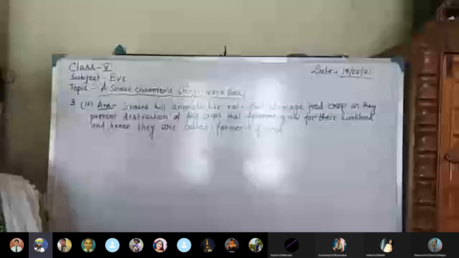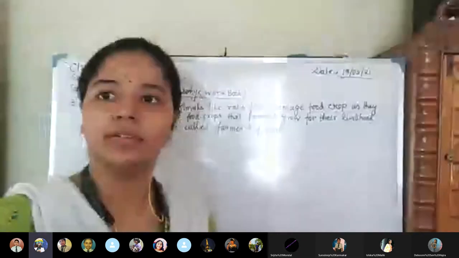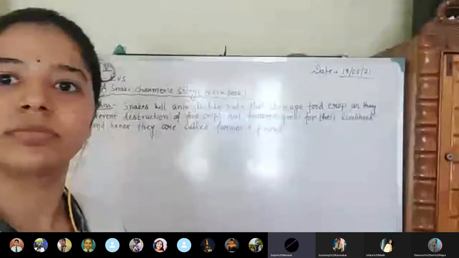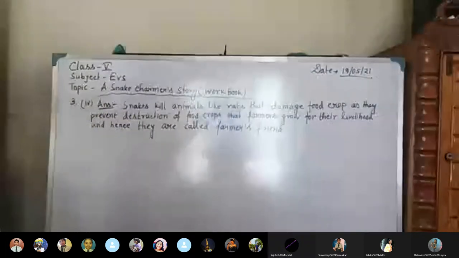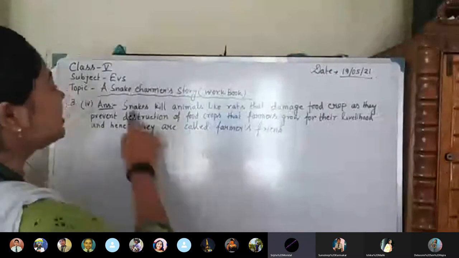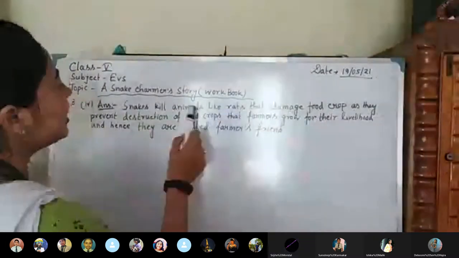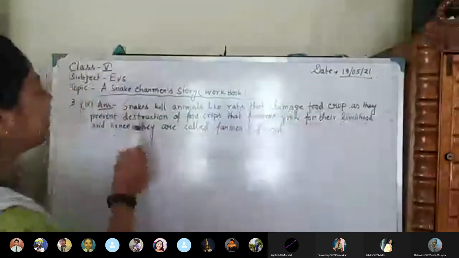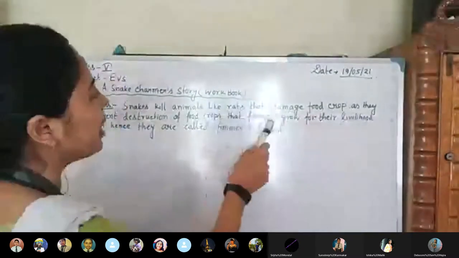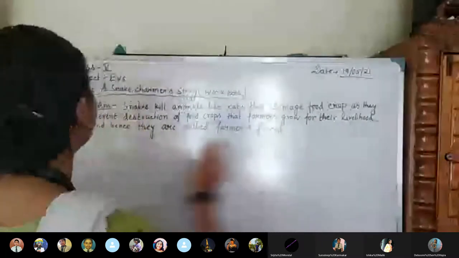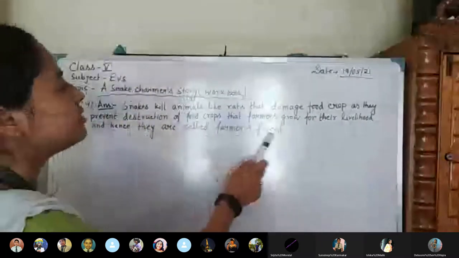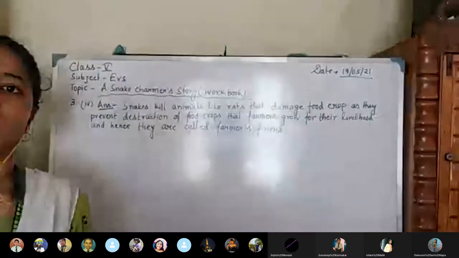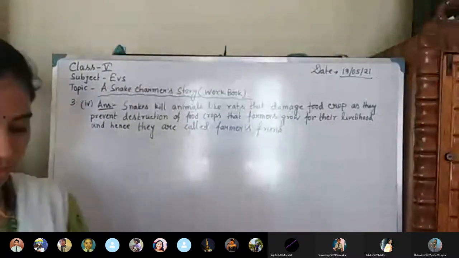Ma'am, please repeat the answer. Yes, again I am telling. Snakes kill animals like rats that damage food crops as they prevent destruction of food crops that farmers grow for their livelihood, and hence they are called farmer's friend. Now is it clear? Okay, you have completed. Very good.